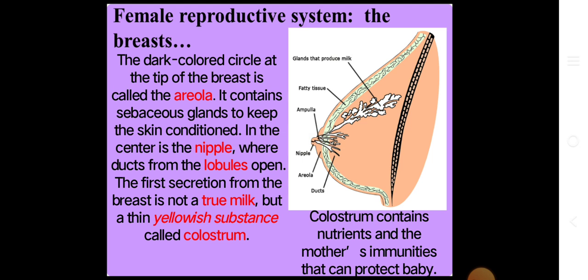The dark colored circle at the tip of the breast is called the areola. It contains sebaceous glands to keep the skin conditioned. In the center is the nipple where ducts from the lobules open. The first secretion from the breast is not true milk but a thin yellowish substance called colostrum. Colostrum contains nutrients and the mother's immunities that can protect the baby.